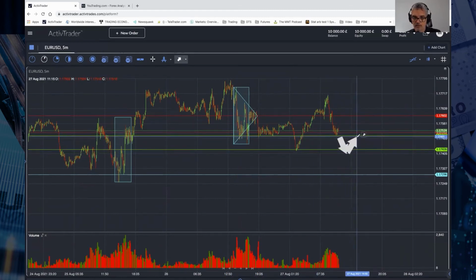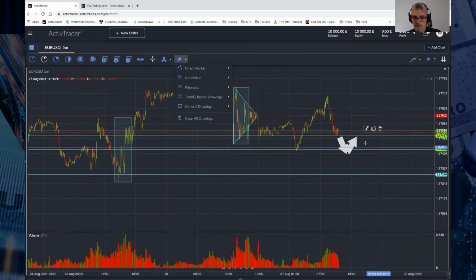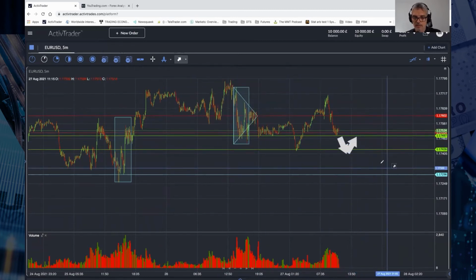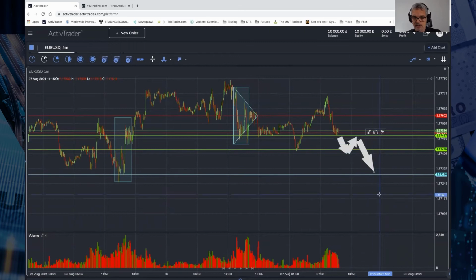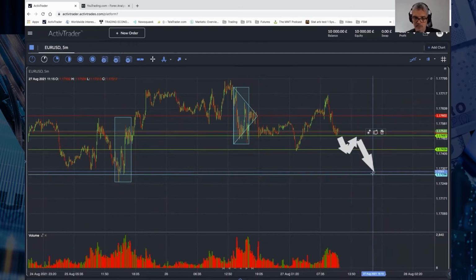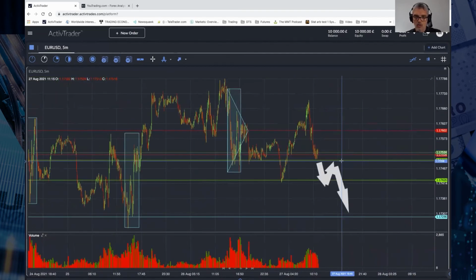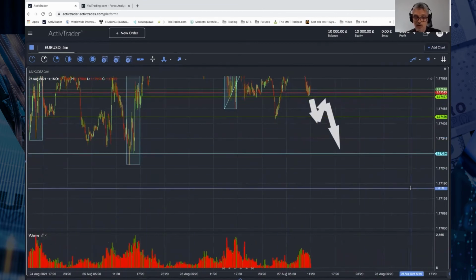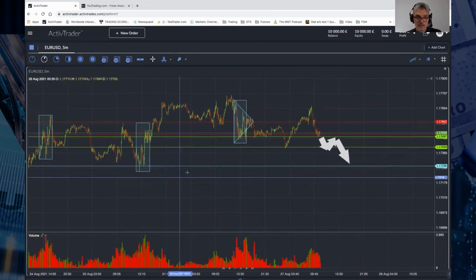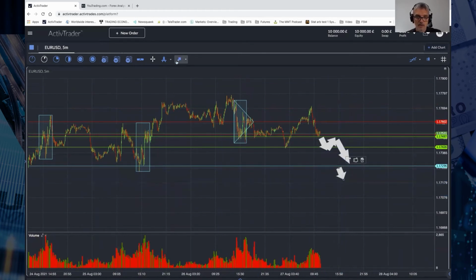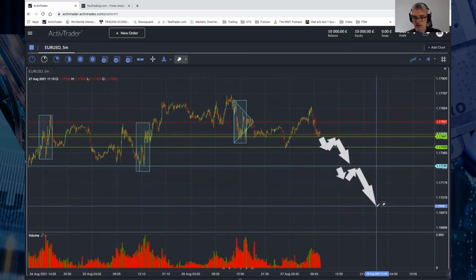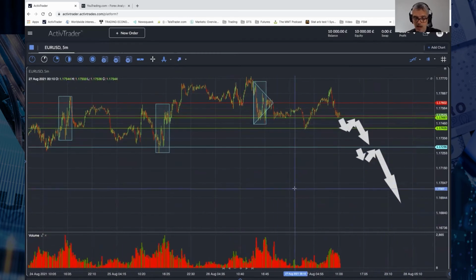then either come back up to that line before moving lower, I'd be interested in that, but the target obviously would be down here. Or if we were to actually break out of this sort of zone, again, a breakdown, a retest, and a continuation lower would be probably a more profitable trade.